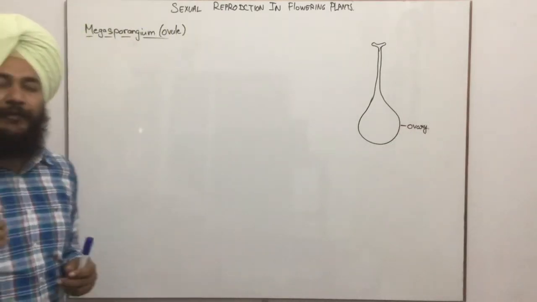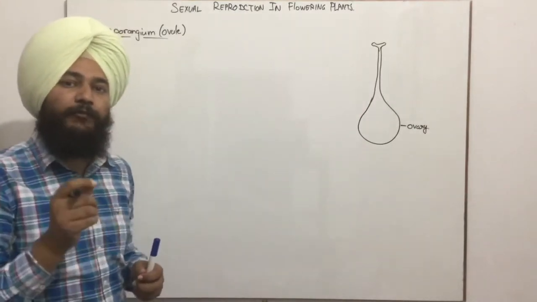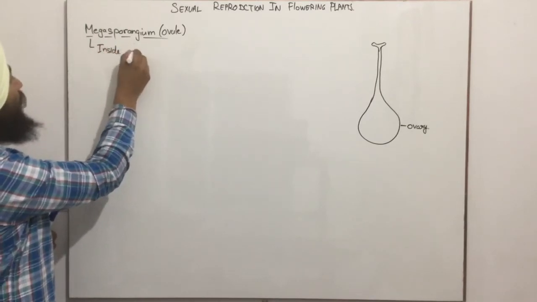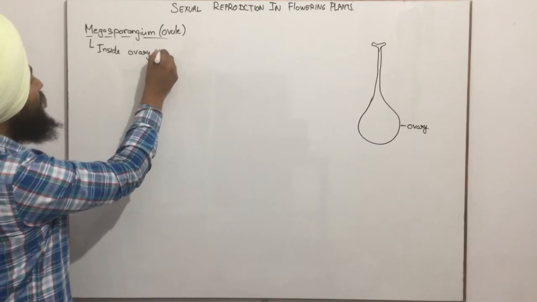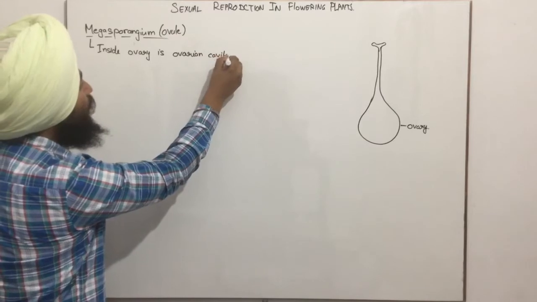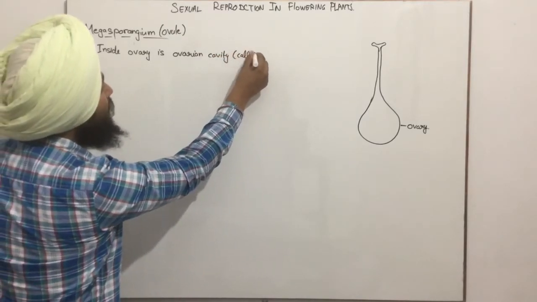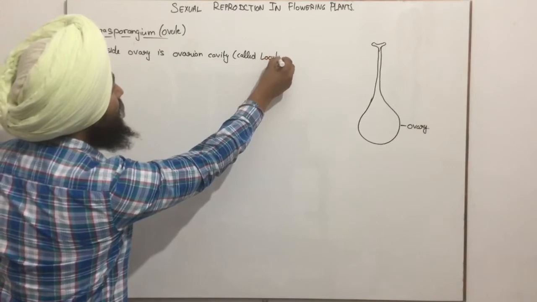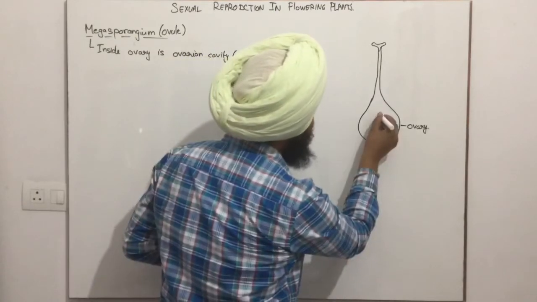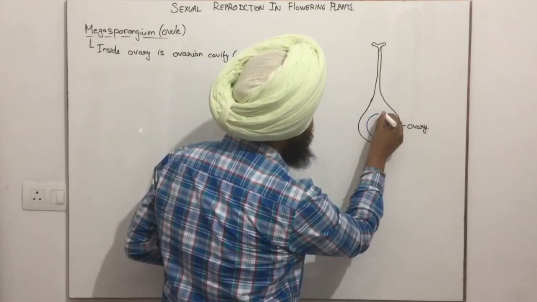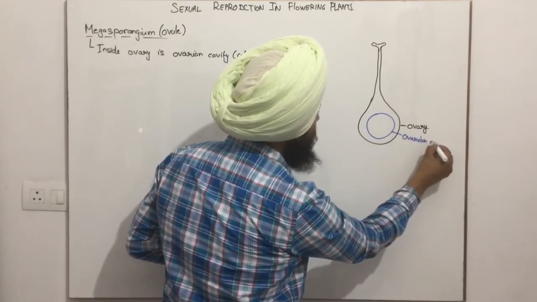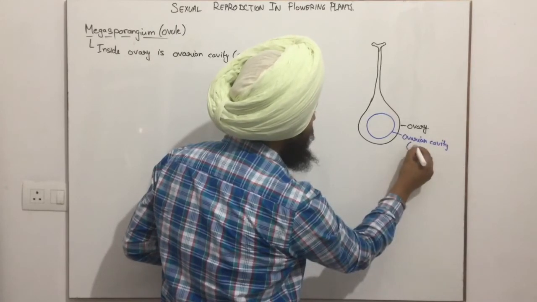and inside the ovary we have the ovule. Inside the ovary is the ovarian cavity, and the ovarian cavity can be called the locule.